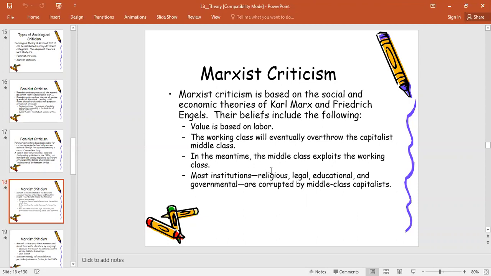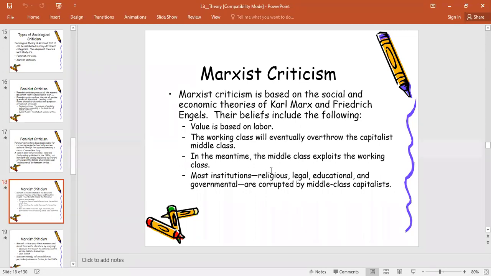Their beliefs include the following. Number one, value is based on labor. Value is based on labor. Okay? Value is not based on class differences. For example, if you are rich, if you are a landlord, or if you own a certain type of industry or mills, etc., then you are considered quite good and you possess the best character, right?